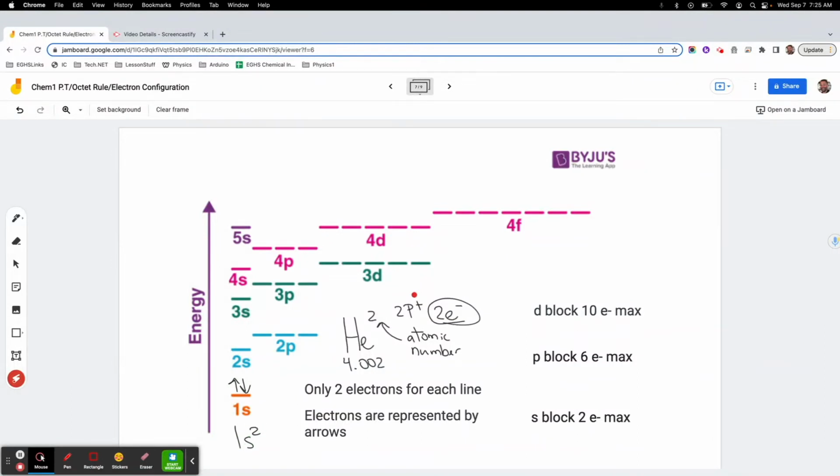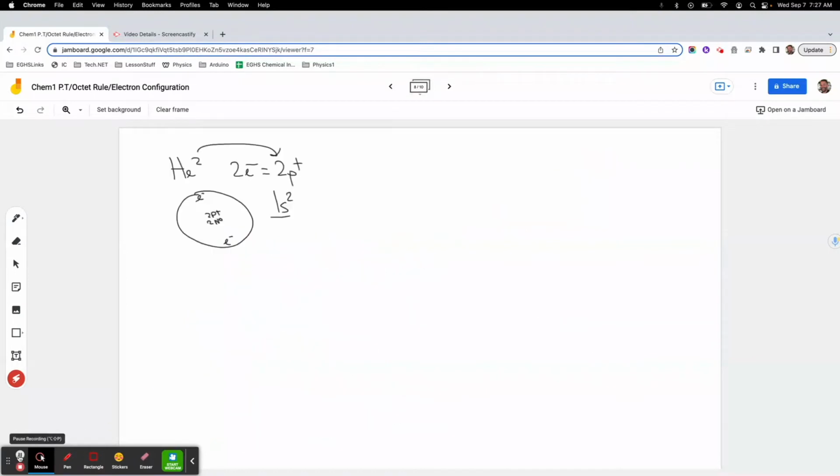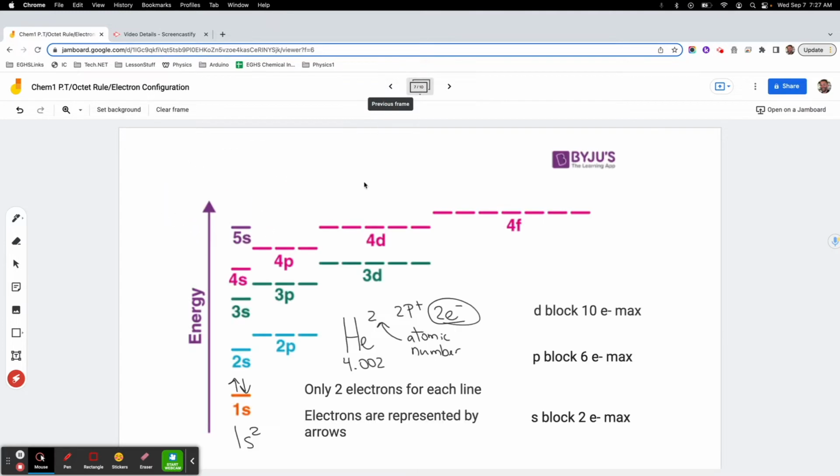So if I wanted to draw this, it'd simply be 1s2. This is in the S block, so it'd be like a sphere, and these 2 electrons are there. Now, what these arrows mean is the spin. This is magnetic spin, right? That means one's going clockwise, one's going counterclockwise, because the electrons are negatively charged. Negatively charged things want to get away from each other, so that is why they would do that.